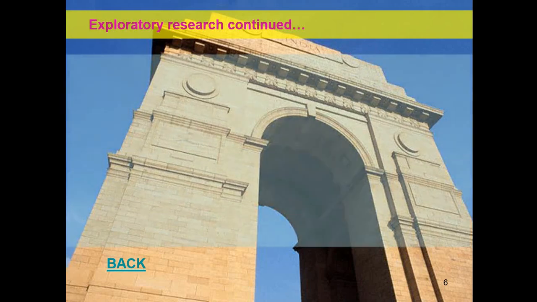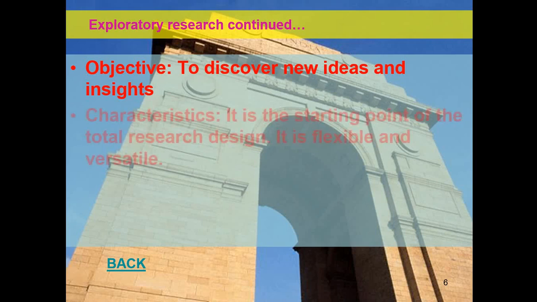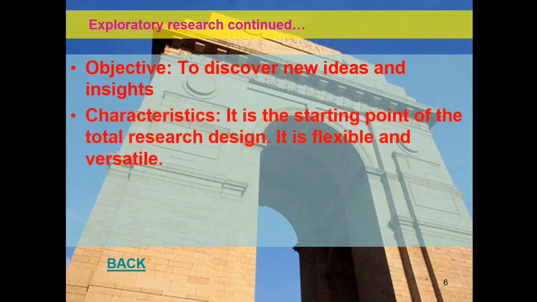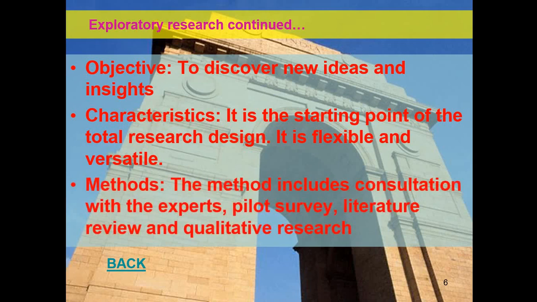Let us see some other points about exploratory research. The objective is to discover new ideas and to get insight into that particular area of research. It is the starting point of the total research design. It is flexible and versatile. These are the characteristics of exploratory research. The methods of this research include consultation with experts, pilot survey, literature review, and qualitative research. Literature review comes from reading similar studies already done by people.